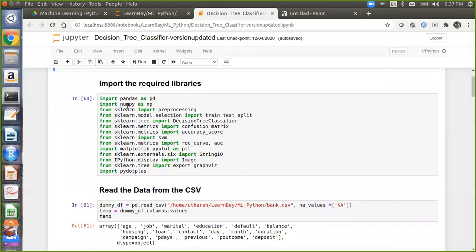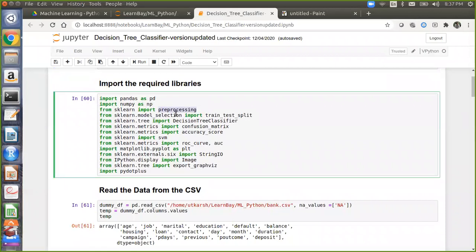Basically, see pandas, numpy. Pre-processing is a library where you have the dummy variable encoder available. You can take this data and it can convert the categorical data into numerical format automatically. You don't have to do anything. Train test split is for splitting training and testing data. It will do the random sampling and generate 80 and 20% data for you. We will see how it generates.